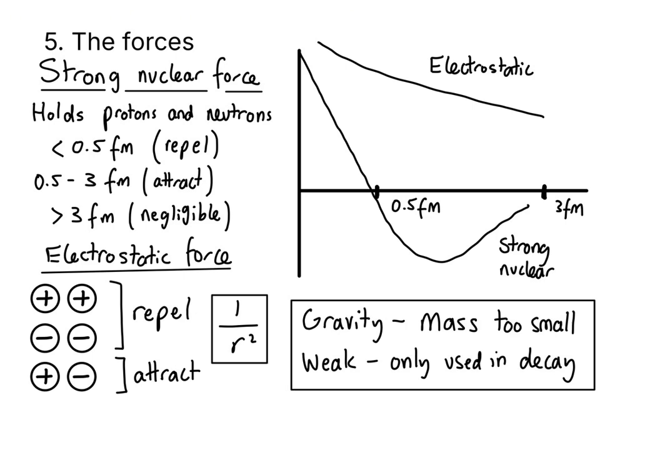The second force that matters is the electromagnetic force, and this is the one trying to tear the nucleus apart because it repels the like-charged protons. It attracts unlike charges and repels like charges, and it follows an inverse square law. Its strength is proportional to 1 over r squared, so it weakens with distance, but it reaches much further than the strong force does. And the other two?